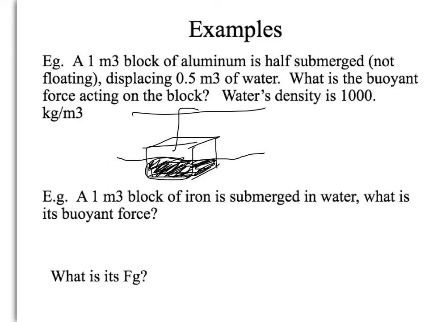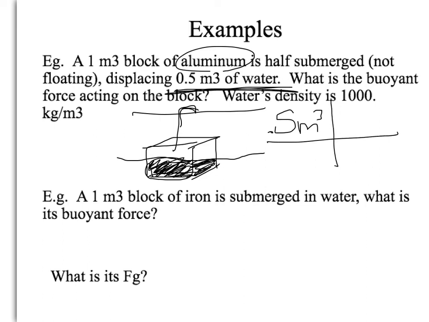I'm going to have a hook on it, I'm going to put it in some water, it's half submerged. It's going to displace 0.5 cubic meters of water. Now, what is the buoyant force? I don't care, it's aluminum. If I want to find the buoyant force, this can be made out of anything. The biggest part to me is that it's displacing 0.5 cubic meters of water.